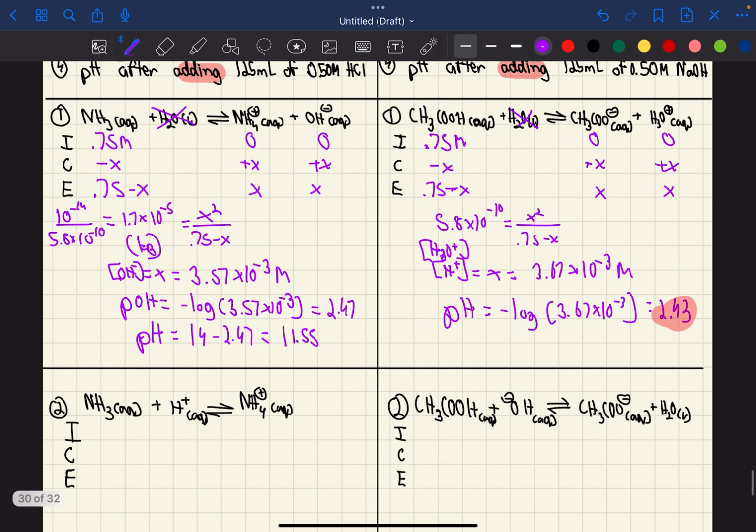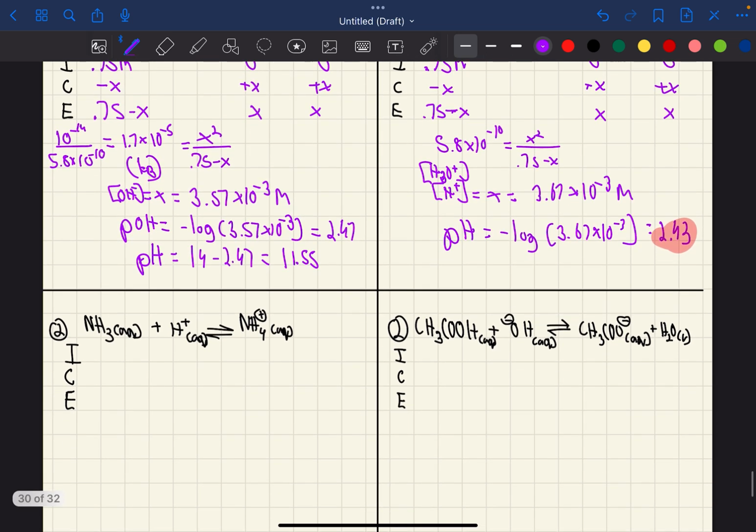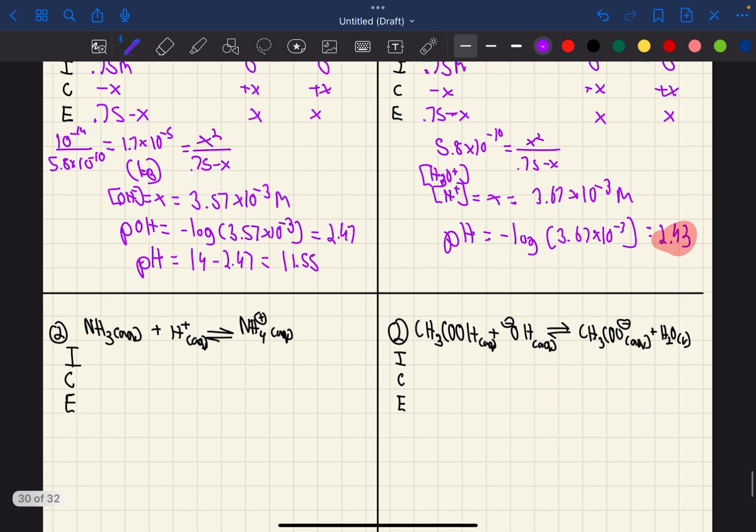And again, I'm not really worried about sig figs right now. That's a you problem. I'm sorry, because that's too much for me. I don't even remember how to do sig figs, to be honest.